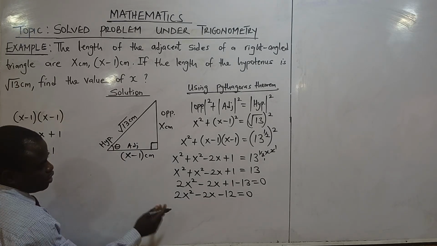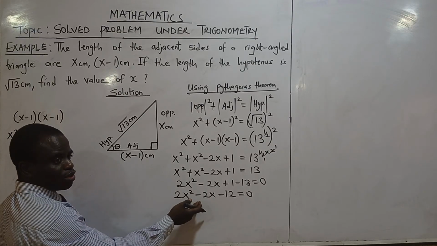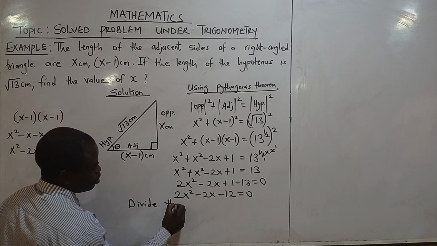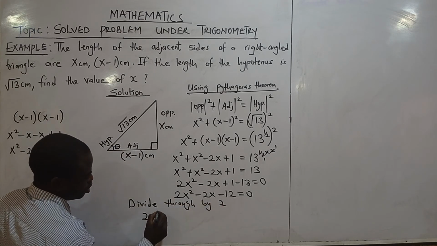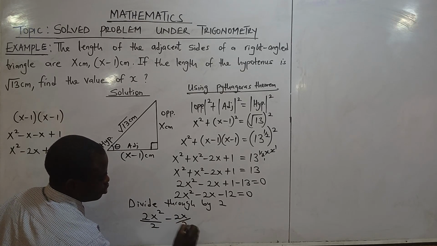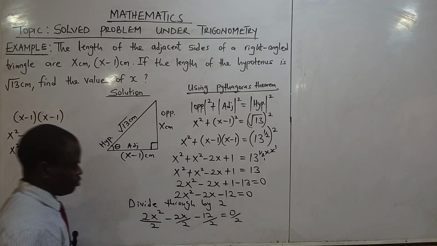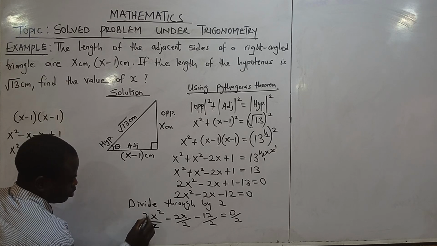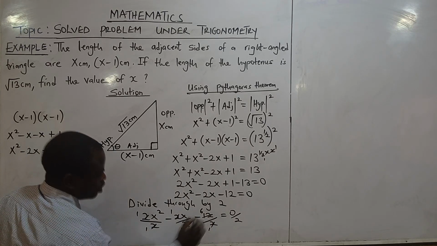Here you have to divide through by 2. You have to reduce the expression to the simplest form. Divide through by 2. We are having 2x squared divided by 2, minus 2x divided by 2, minus 12 divided by 2, equal to 0 divided by 2. Doing that, 2 here 1, 2 here 1, 2 here 6.